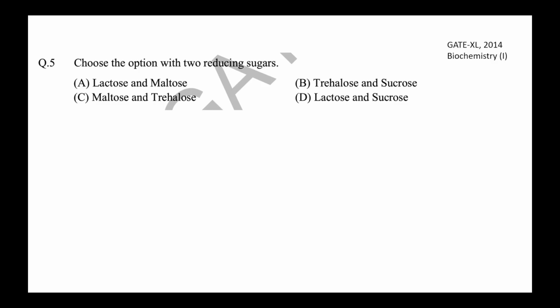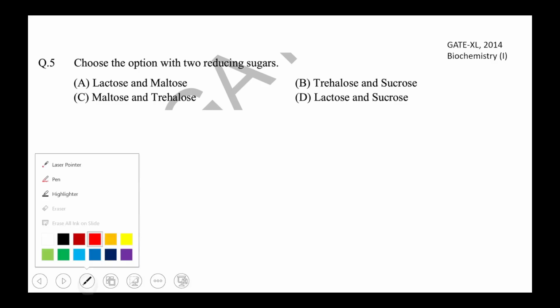This question, which I have taken from the 2014 biochemistry question paper, is question number 5. Here the question states: choose the option with 2 reducing sugars. There are 2 sugars in a group given in 4 options, and we have to tell which one is the reducing sugar.